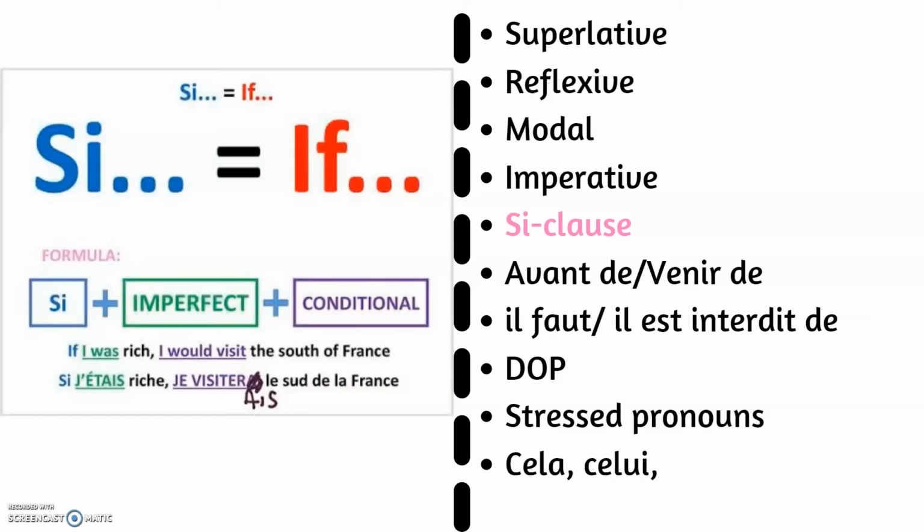So I've been through the imperfect, if you just want to go back to that. The imperfect, which would just be si j'étais, and then if you wanted to say an adjective, si j'étais riche, I would visit. We've also been through the conditional, so je visiterais le sud de la France. That's a really good example, and it's really valuable to know this.